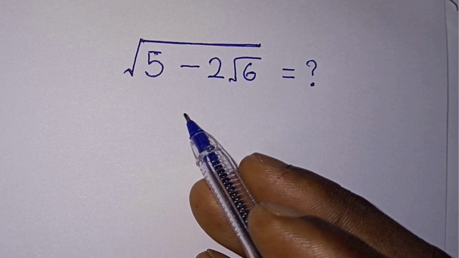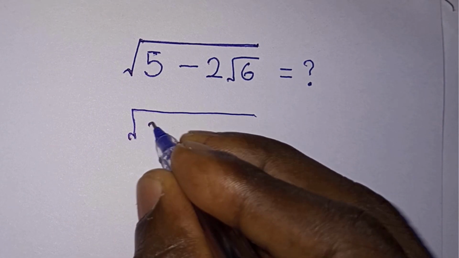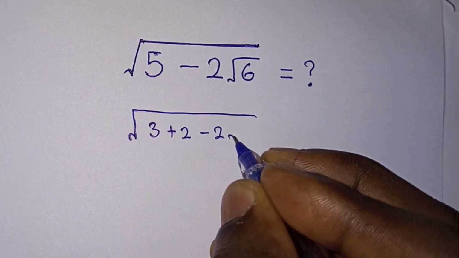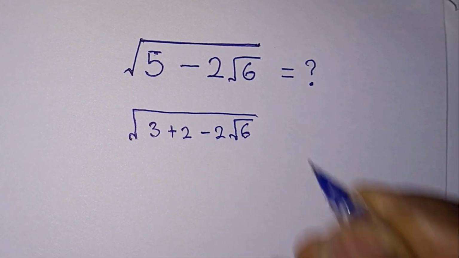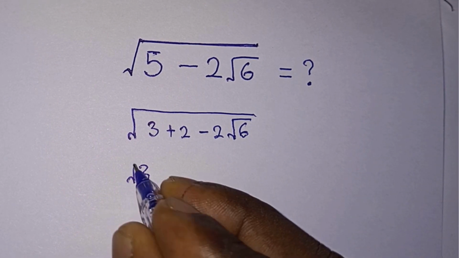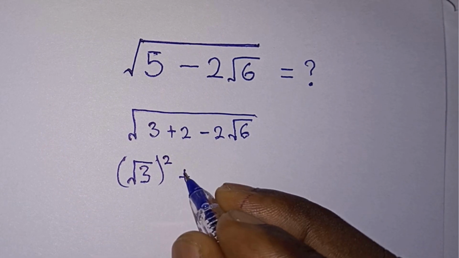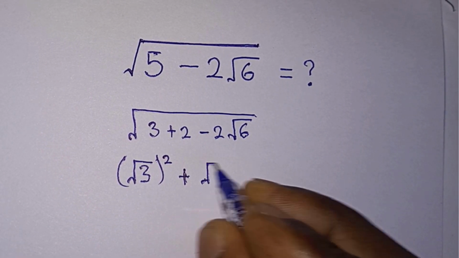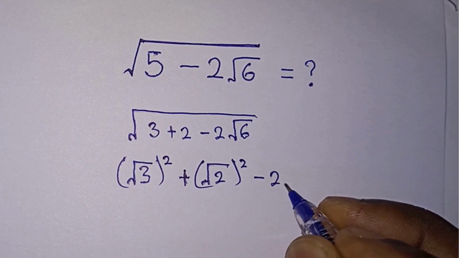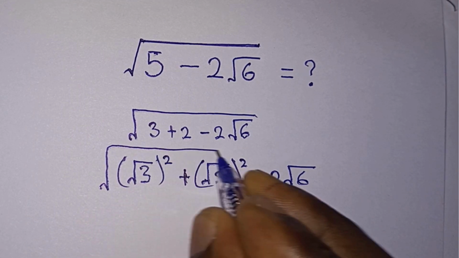Now let's get started. We have square root of 5 could be written as 3 plus 2, then minus 2 square root of 6. I can write 3 as square root of 3 all to the power 2, plus 2 is also the same as square root of 2 all to the power 2, minus 2 square root of 6. Then we have our square root.